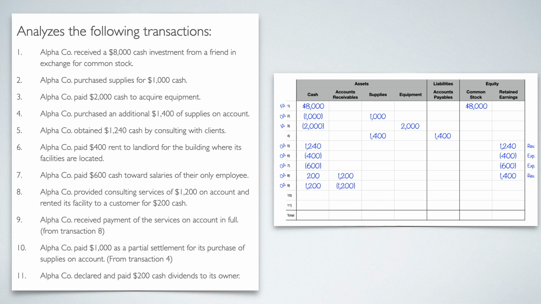Alpha Company paid $1,000 as a partial settlement for its purchase of the supplies on account, which was from transaction 4. So if you remember back in transaction 4, we bought $1,400 of supplies, but we bought it on account. In this transaction, we're going to pay off $1,000 of that account. So is cash involved? Yes, cash is involved. What is it doing? Our cash is going down because we're paying off our liability. So we'll say negative 1,000 under cash.